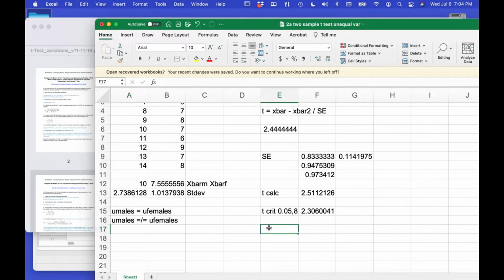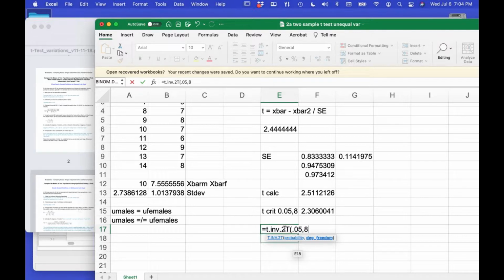Now, if you would, yes, go ahead. I'm so sorry. Can you do the t critical one more time? I keep getting a different number. Oh, okay, maybe I did it wrong. Okay, equals t dot inverse dot 2t, open parentheses. It's asking me for the probability. Since I chose two-tailed, I can put in 0.05 here. I don't have to put in 2.5. I can put in 0.05, comma, and for degrees of freedom, I'm using 8.